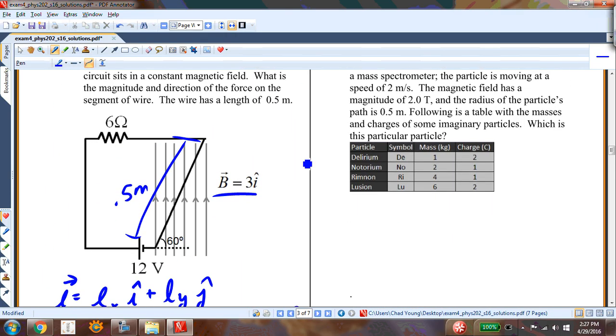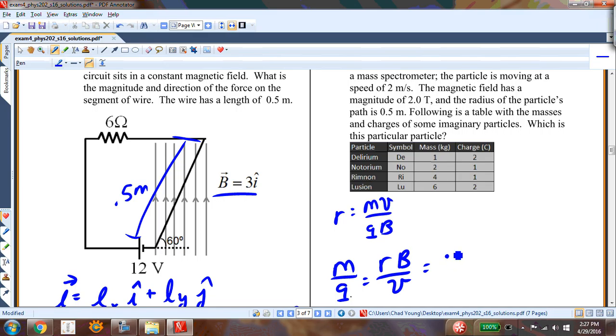Right, here I have a mass spectrometer. I want to know what is the particle. Well, I know that R is equal to mv over qB. That's the cyclotron equation. So the mass to charge ratio is RB over V.